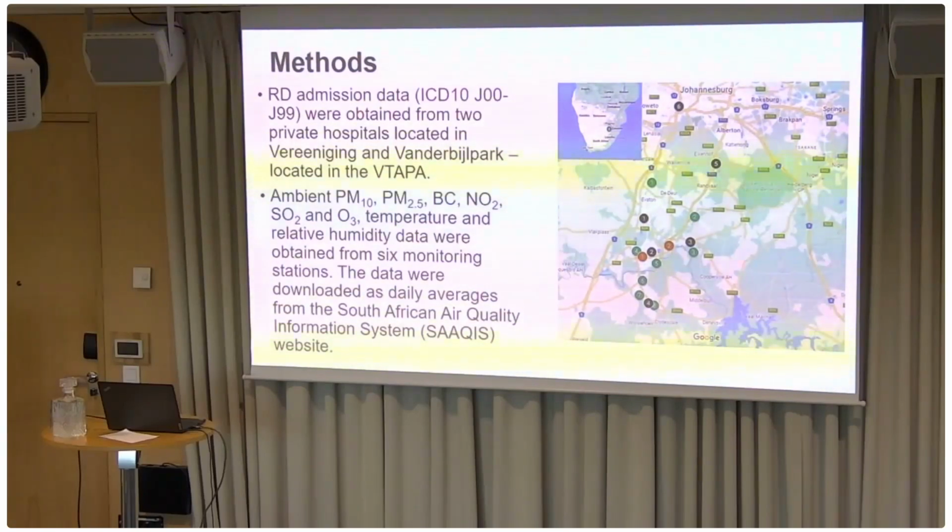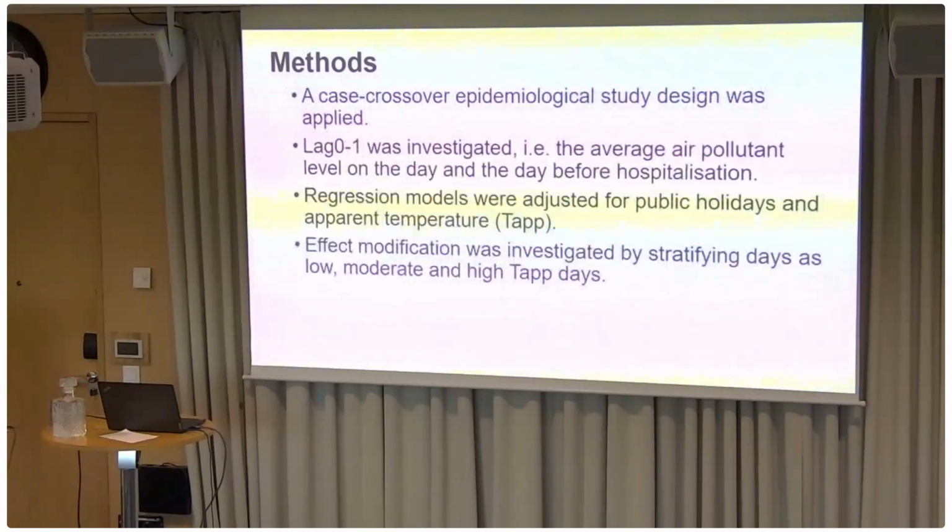Then we obtained pollution data, PM10, PM2.5, black carbon, NO2, SO2, and also ozone from 6 monitoring stations. Those are the ones in black. The ones in red and in green, we also wanted to use, operated by the city of Johannesburg, but the data quality was so poor we could not use the data. So eventually we just used the data from the monitoring stations indicated in black.